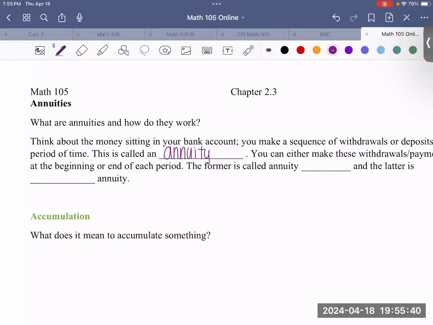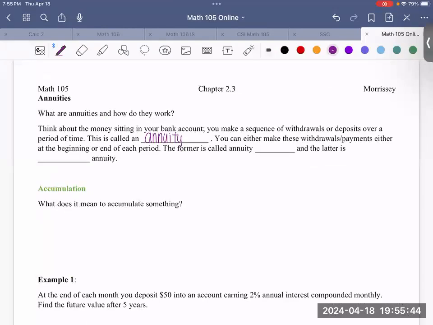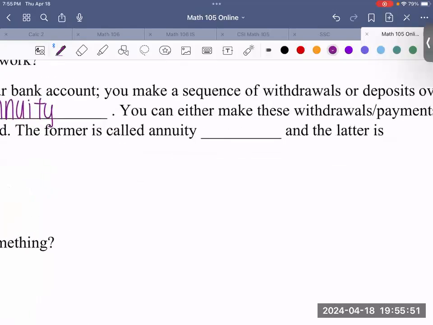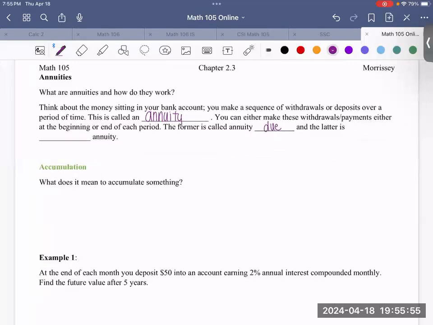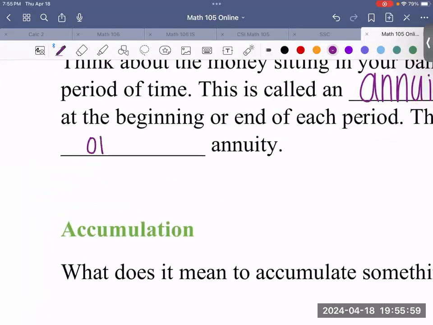You can either make these withdrawals or payments at the beginning or the end of each period. Now, if you do it at the beginning of each period, this is called an annuity due. And if you make them at the end of each period, this is called an ordinary annuity.